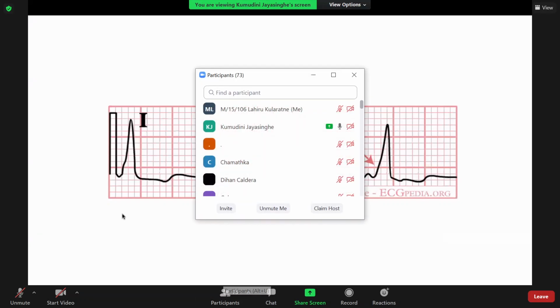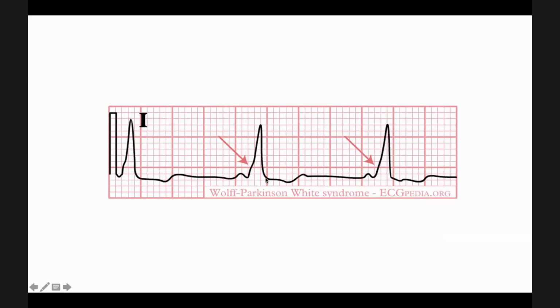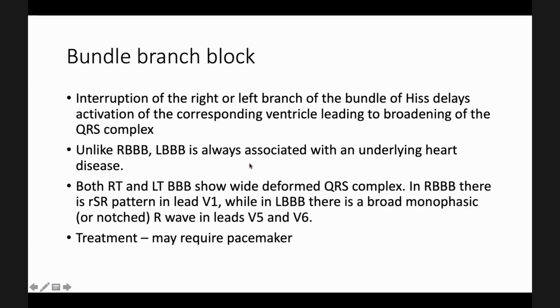And you can see there's a delta wave. Okay, this is called delta. This pattern is typical for WPW syndrome, the short PR and the delta wave. And now we move to the bundle branch block.